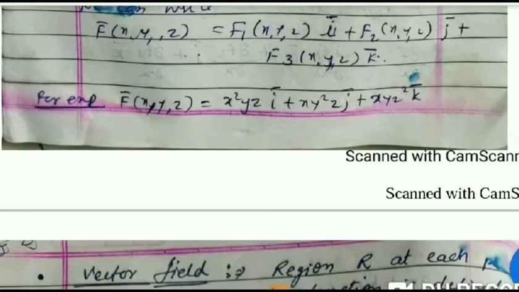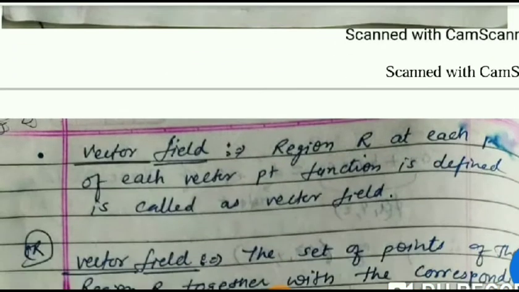For example, we can take one more example of a vector point function. f bar of xyz equals x square yz i bar plus x y square z j bar plus x y z square k bar. This is an example of a vector point function.